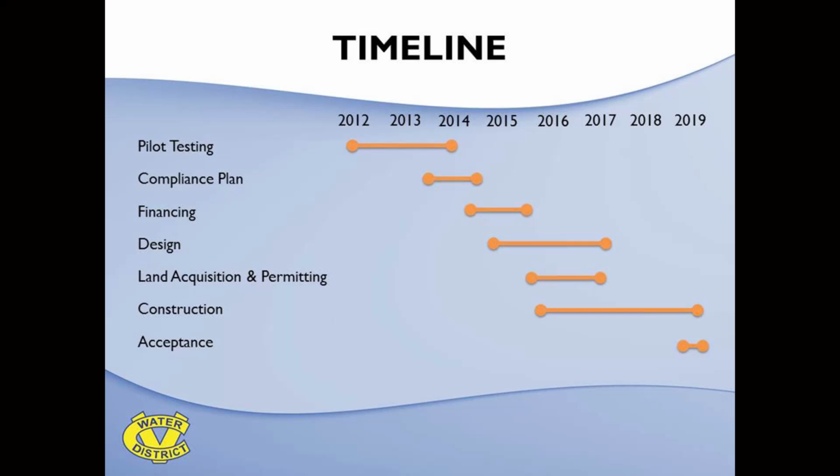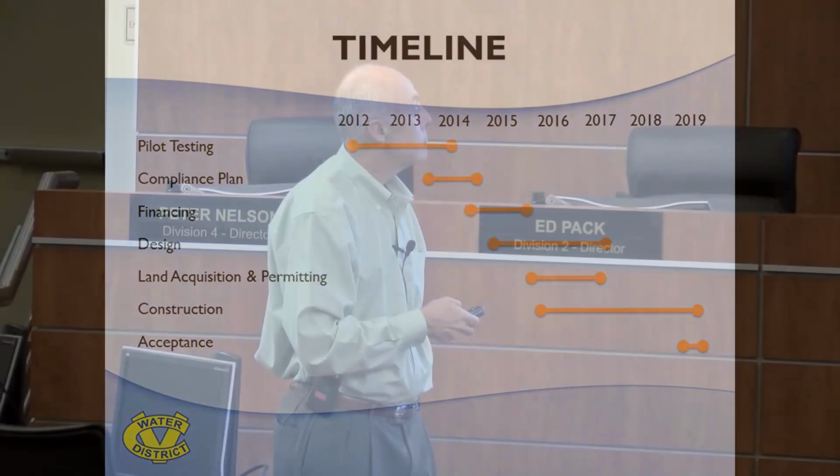We may have to acquire some land, and we have permitting to do after the design is complete. And then we see construction happening from maybe fall of 2015 all the way out to 2019. And then acceptance by the state at the end. So it's a long process. We're trying to do it as quickly as possible.